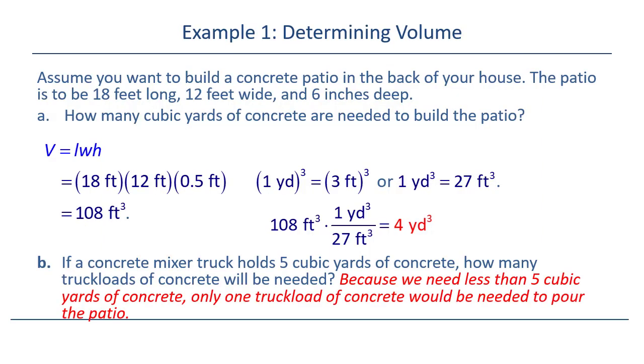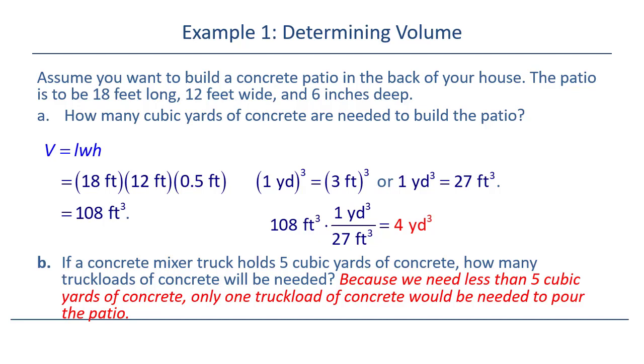All right, let's look at how we can apply some of these formulas. Assume you want to build a concrete patio in the back of your house. The patio is to be 18 feet long, 16 feet wide, and 6 inches deep. How many cubic yards of concrete are needed? It's a rectangular object, so volume is length times width times height. We have to have it all in the same unit, so we change 6 inches into half of a foot. So 18 times 12 times a half, and we get 108 cubic feet.